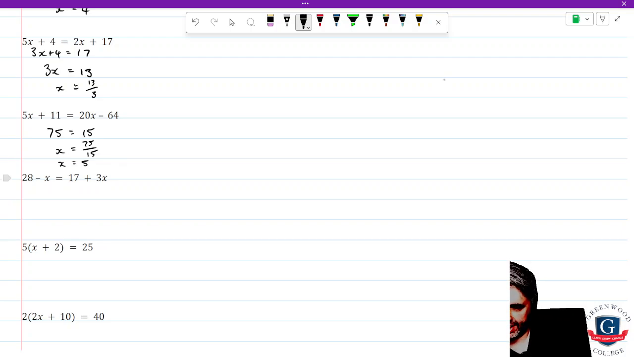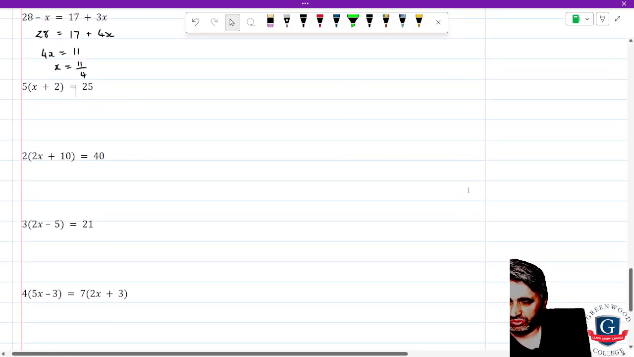Same drill here. We might add the x's, put all the x's on this side and then swap them over. Oops, what happened here? This doesn't look right. 75 equals 15x. Yeah, there we go. So I swap the sides here to make it easier. 28 equals 17 plus 4x. Add x to both sides. Subtract 17 from 28. That'll be 9. No, it will be 11. X equals 11 on 4. My arithmetic is not working today.